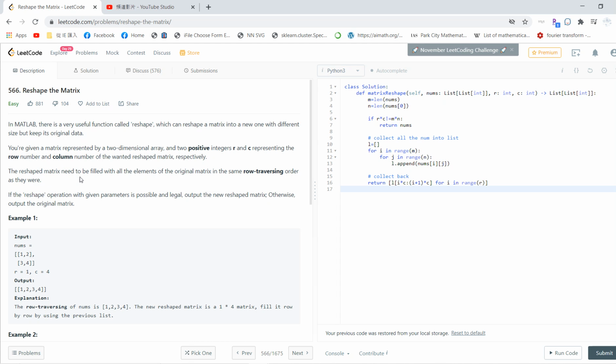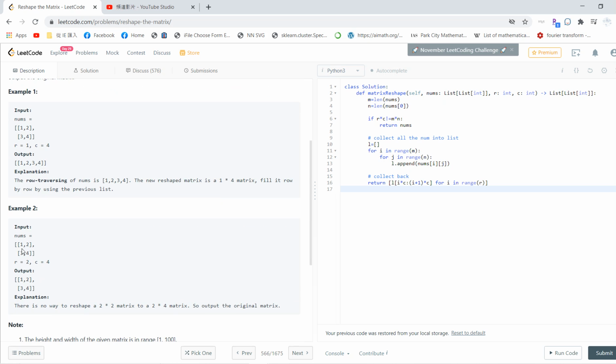You need to reshape the matrix such that the number of rows of the new matrix is R, and the number of columns of the new matrix is C. So for example, this is a 2 by 2 matrix, and R is 1, C is 4, and so you reshape it into this. So it's 1, 2, 3, 4, right?